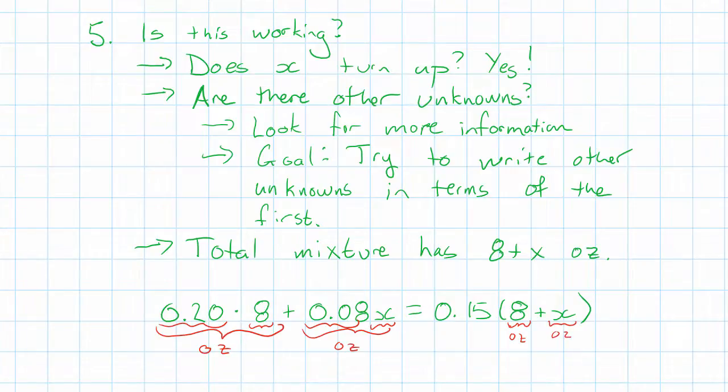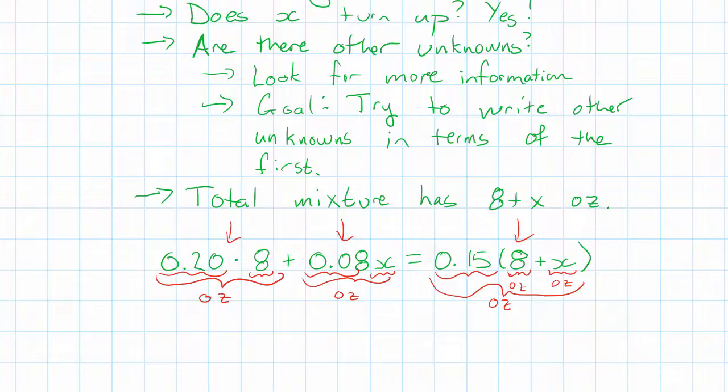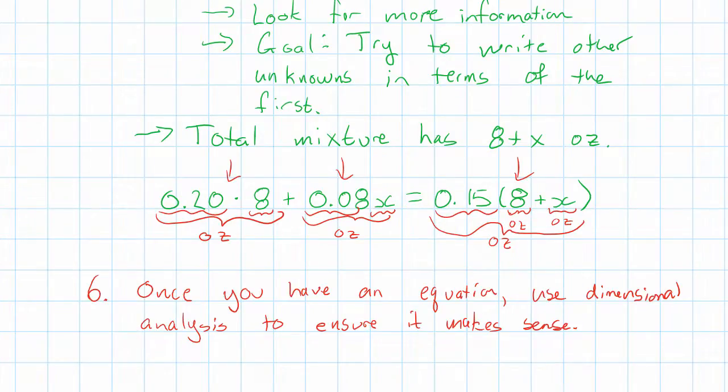8 is a number of ounces. X will be a number of ounces. It makes sense to add those together. This is a percent of a number of ounces, so this whole term will be in ounces. I'm adding ounces plus ounces and getting ounces. That makes sense. I'm mixing this with this and getting this. That makes sense. We've just done step 6. Once we have an equation, we can use dimensional analysis to make sure that our equation at least makes sense. Alright.